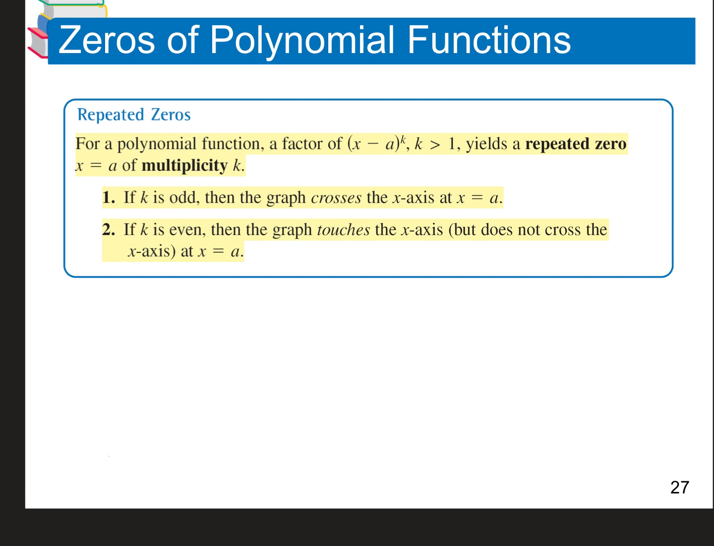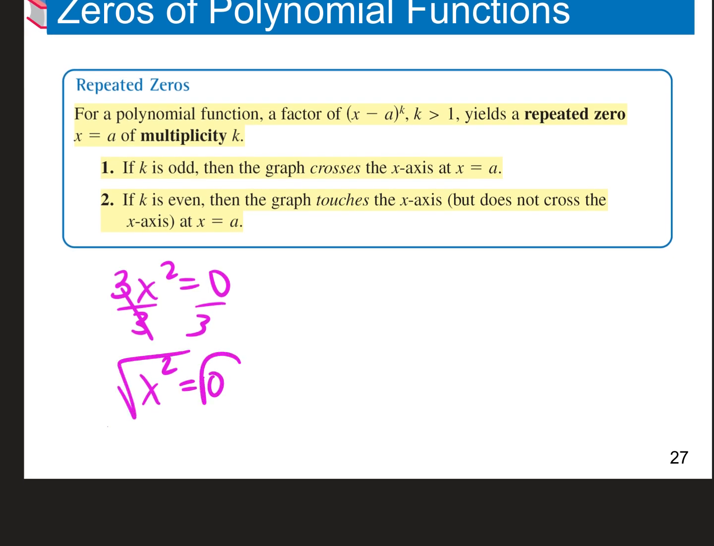Guys, this would occur like on the test the other day. This was a question on one of the tests. I went over it yesterday, but x squared equals 0. We take the square root. We get what?